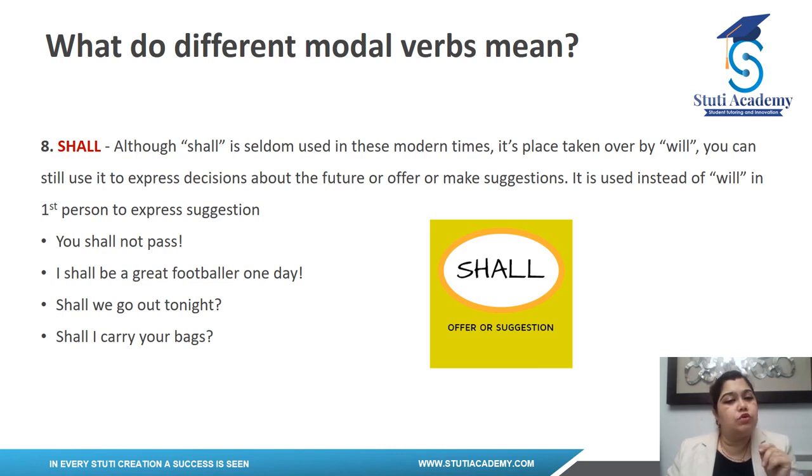Shall we go out tonight? It's a question, and I am suggesting. So I am suggesting, shall we go out tonight?